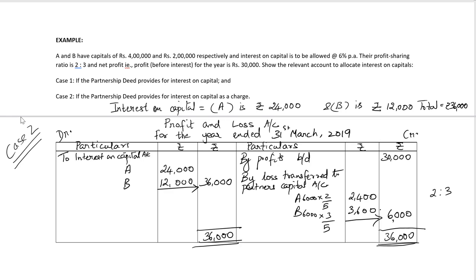So we've completed the second case also, where the interest on capital was to be a charge. Therefore we debited it to the profit and loss account, and though there were insufficient profits, we allowed interest on capital of 36,000 fully to A and B, and the resultant loss was directly transferred to partners' capital account from the profit and loss account, because there was no interest on drawings. So in this video we understood the concept of provisions relating to interest on capital, the three cases, by means of ledger accounts.